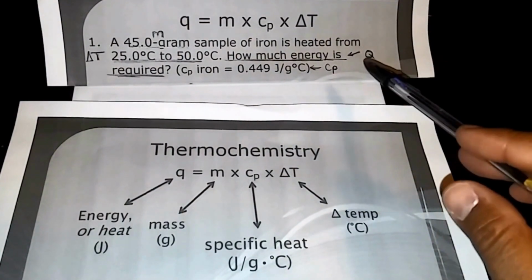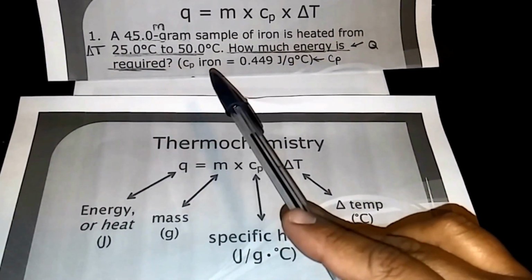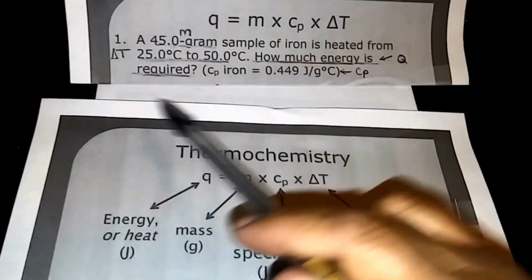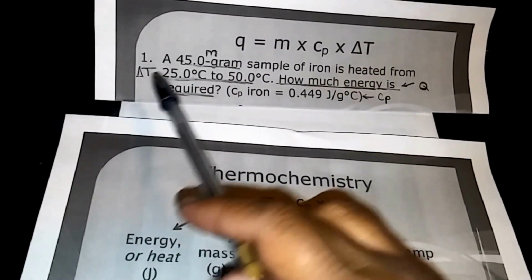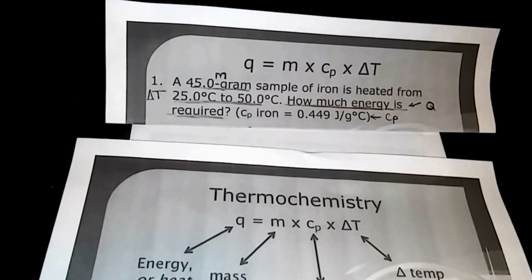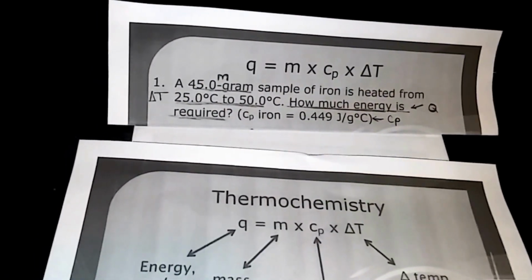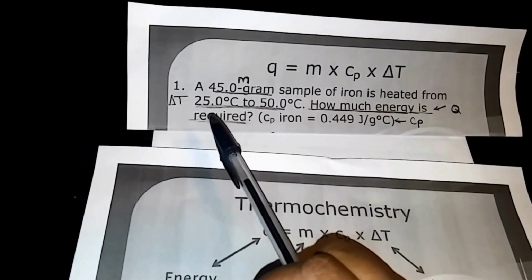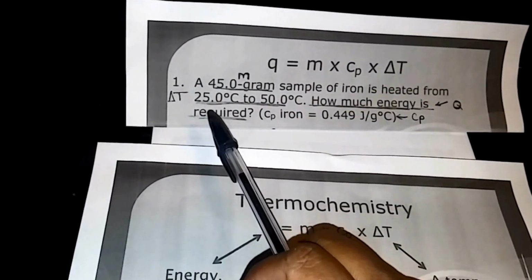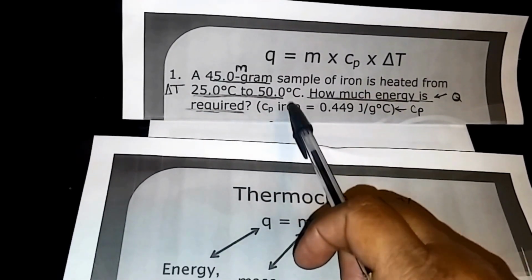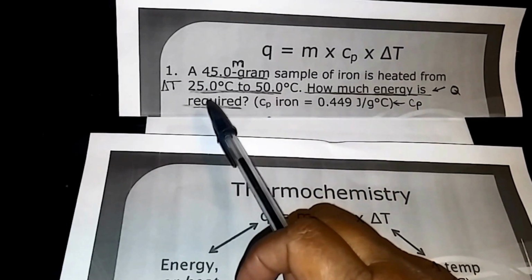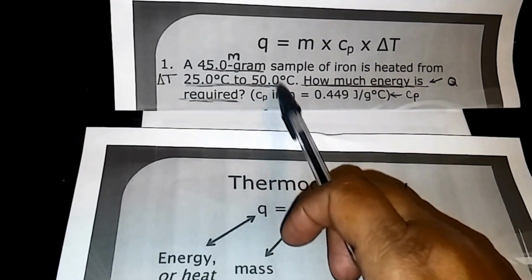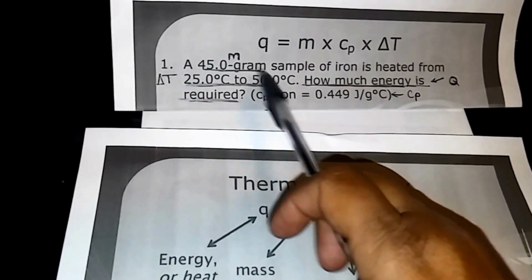And then it goes on to say that it's heated from 25 degrees Celsius to 50 degrees Celsius. We know temperatures are expressed in Celsius, so we know that's going to be our temperature. This little triangle here means change. So that means you're going to have a final temperature and an initial temperature. In this case, it's telling you it was at first 25 degrees Celsius and then it changed to 50. So 50 degrees Celsius is our final temperature and 25 is our initial. For change in temperature, it's always going to be final minus initial. In other words, 50 minus 25.